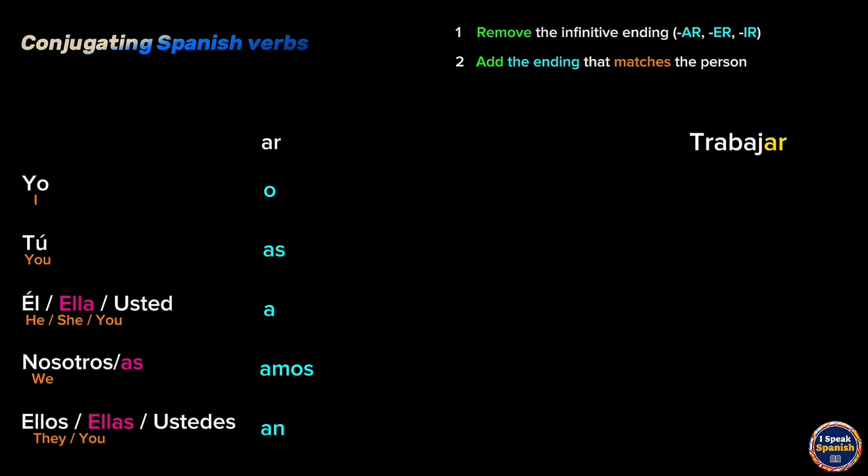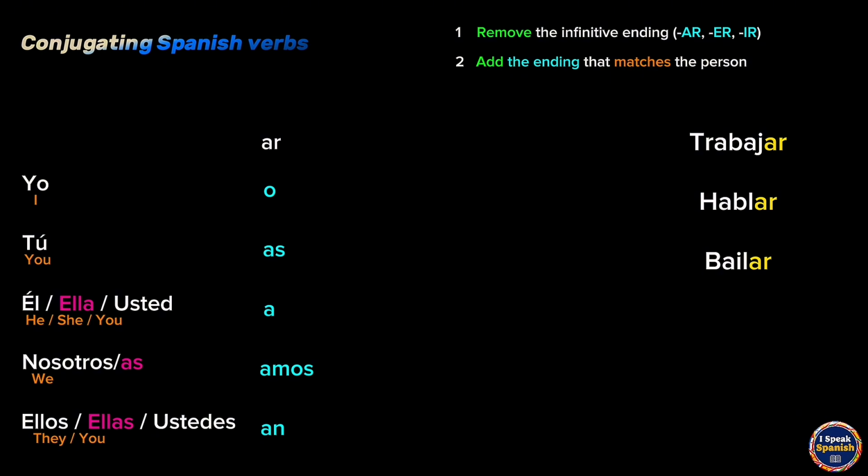You know, like trabajar, hablar, bailar, right? And for those, here is the ending. O for yo, as for tú, a for él, ella o usted, amos for nosotros o nosotras, and an for ellos, ellas, and ustedes. Alright, my friends, very simple.